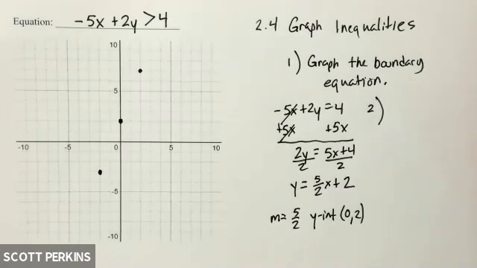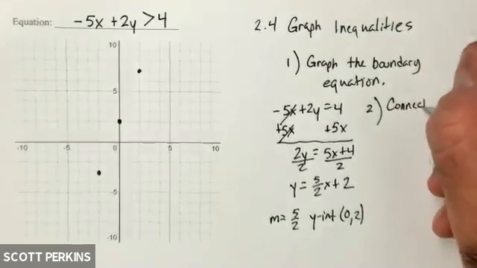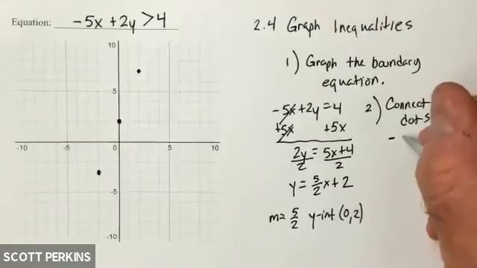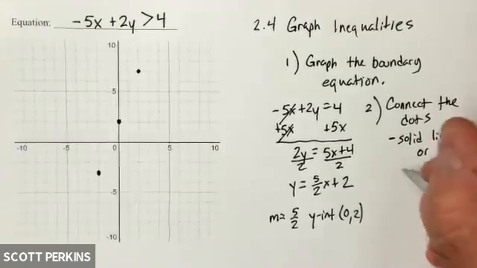Step 1, graph the boundary equation. That's what we already hopefully know how to do. That is the 90% of the work. Step 2 is I've got to connect the dots. And you have a choice. Are we going to use a solid line, or are we going to use a dotted line?